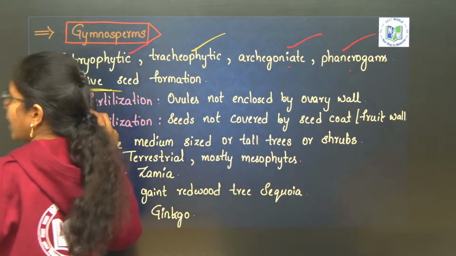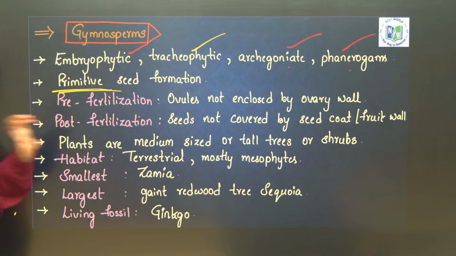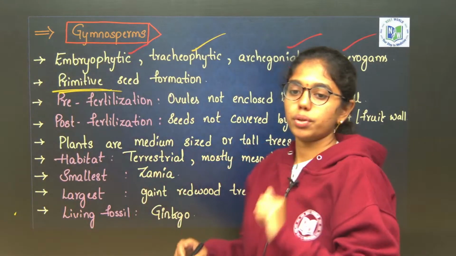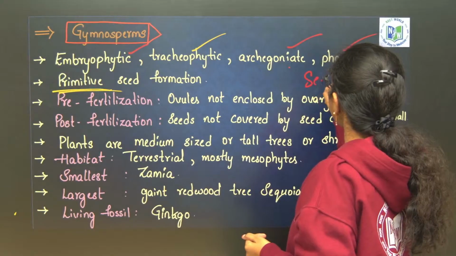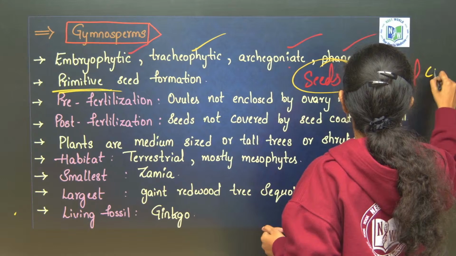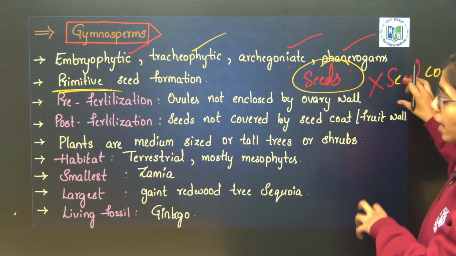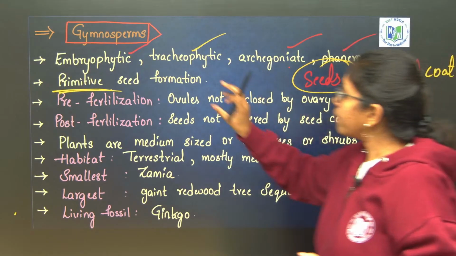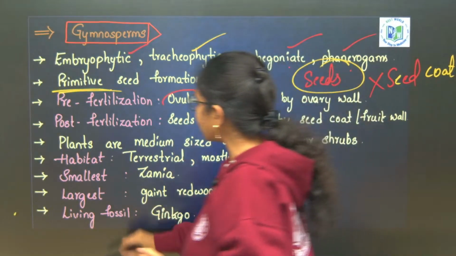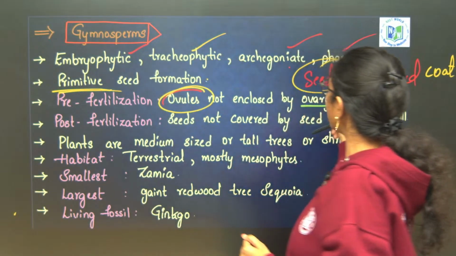So here they are primitive. The major characteristic of Gymnosperms is primitive seed formation, where seeds are naked without the seed coat. And why are the seeds without seed coat? Because in pre-fertilization, that is before fertilization, ovules are not surrounded by ovary wall. Ovules are not enclosed by ovary wall.